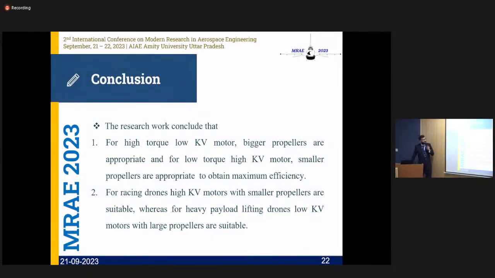So what we would like to conclude is that when you want to go for a racing drone, go for maximum number of blades, that is 3. 3 is not maximum, 3 is optimized. Sometimes we can go up to 4 as well. So 3 to 4 blades with a smaller size propeller with a huge kV motor. Whereas when you are lifting something, 10 kg, 20 kg, reduce the kV and go for a bigger propeller. So that is the conclusion of this research work. That is how I answered my students as well.